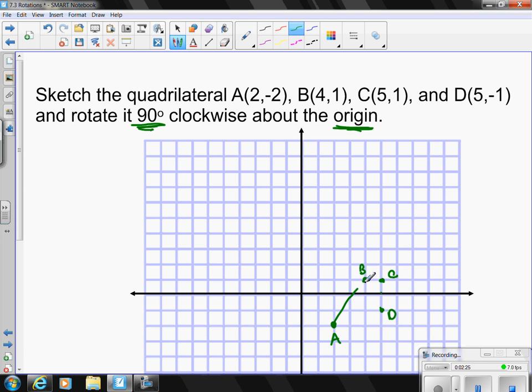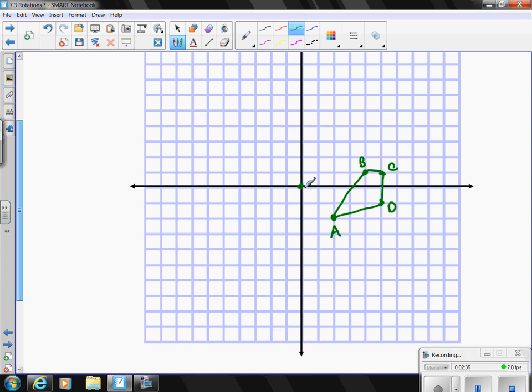So I want to rotate this 90 degrees. Which way? Clockwise. So I want to rotate it down this way 90 degrees, about this point right here, the origin. To do so, one of the things I like to do is imagine if I want to rotate this 90 degrees, I'm going to kind of visualize this little triangle.